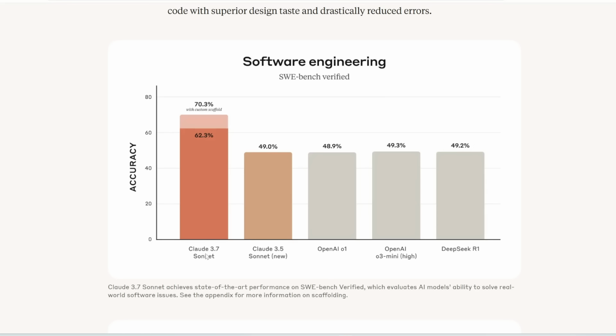But Claude 3.7 Sonnet scores at least 62.3%. This is a huge margin above the rest of these state-of-the-art models. So this is insanely impressive. 3.7 is currently the best option for coding.